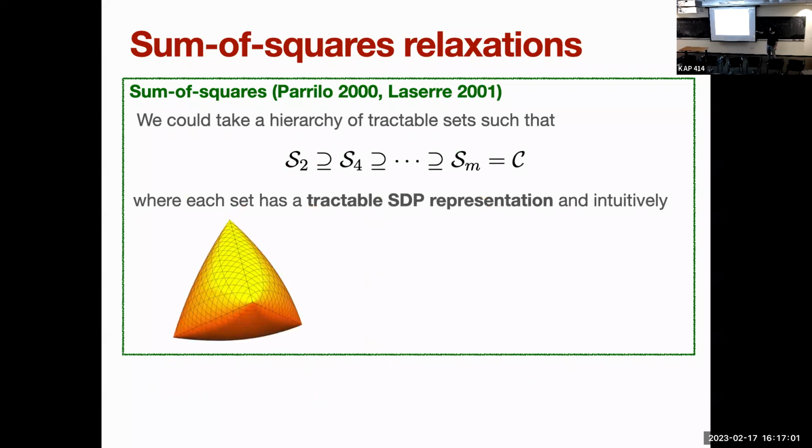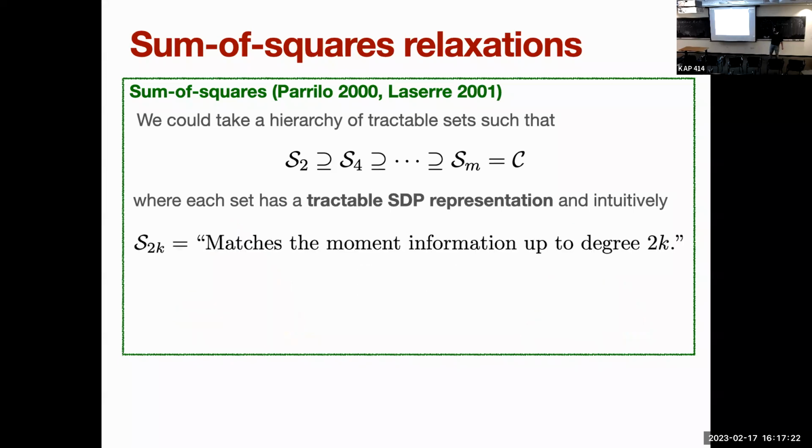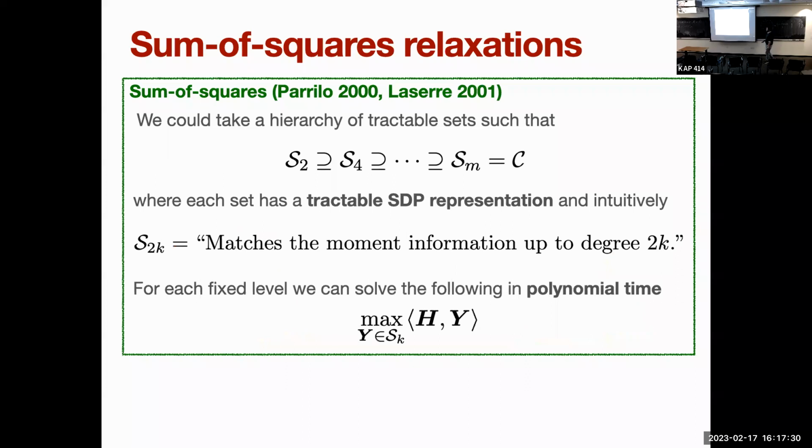The way to think about it is you have this set that is a polytope, but a very complicated polytope that is hard to describe. And you can make it a little bit fatter and easier to represent. Each one of these, at any level, gives you a tractable representation that you can use for an optimization problem. The idea is that each one of them grabs higher moment information. Really, the details are not important right now, but we have algorithms for each fixed level of the hierarchy that will solve a problem like this in polynomial time.